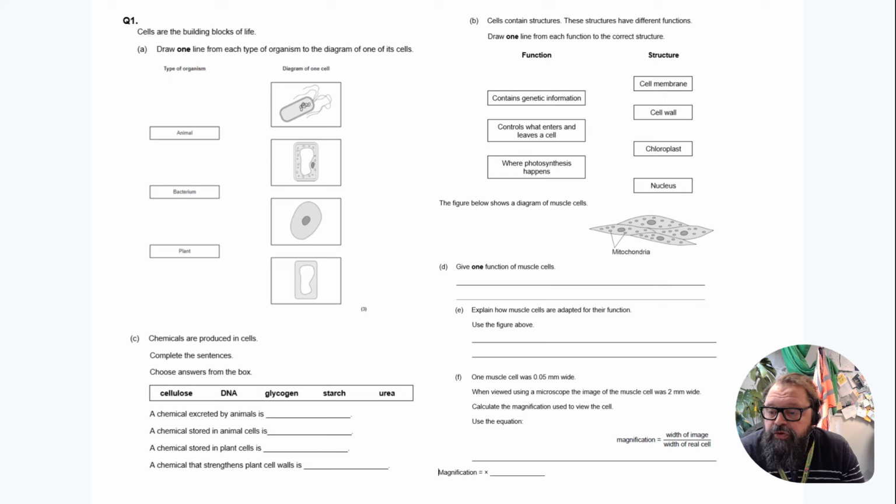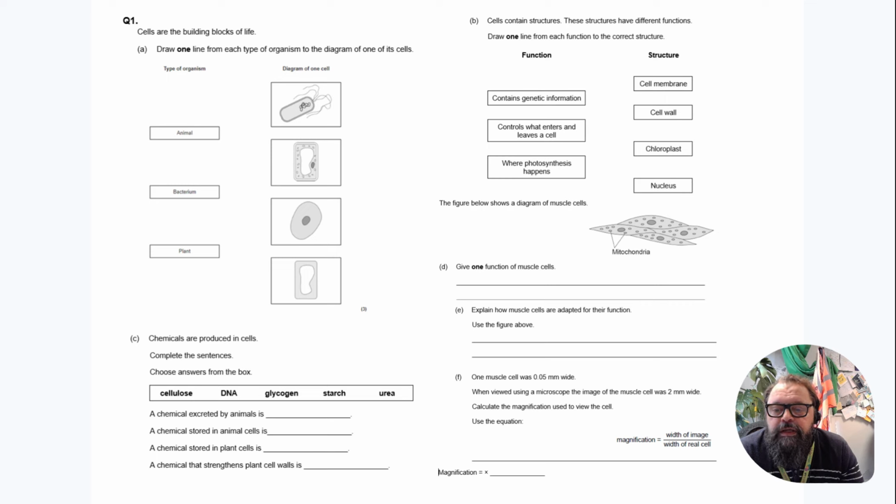Plant cells storage. Remember, we've tested plant leaves for starch, and we know that plants turn glucose into starch for storage. That leaves us with a chemical that strengthens cell walls, and we remember cell walls are made from cellulose.